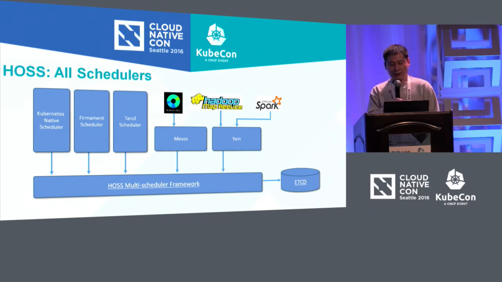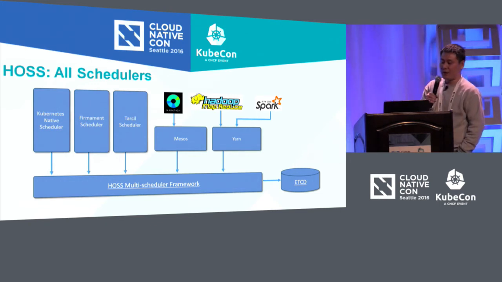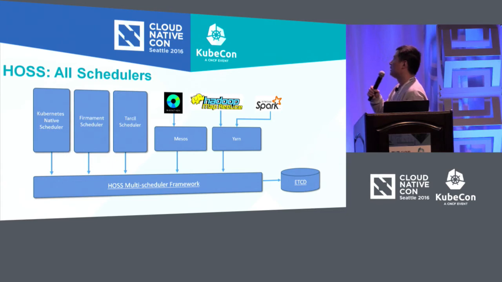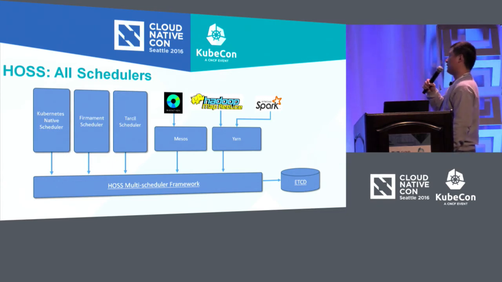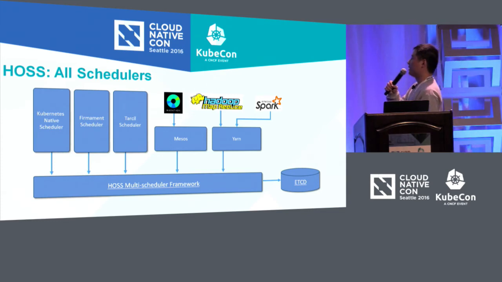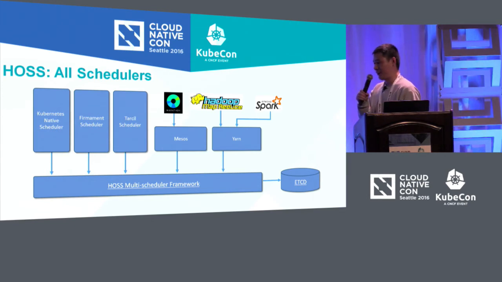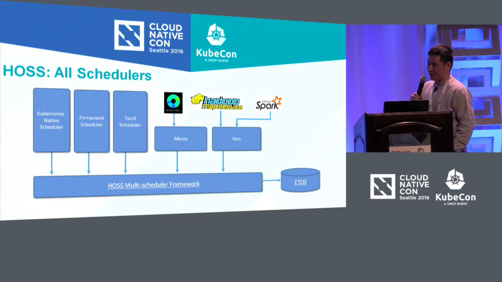This picture shows all the current schedulers that run on top of our enhanced multi-scheduler framework. The first one is the Kubernetes native scheduler with some performance improvements. The second one is a scheduler called Firmament. It came from Cambridge University from a research project, and it was originally written in C++.